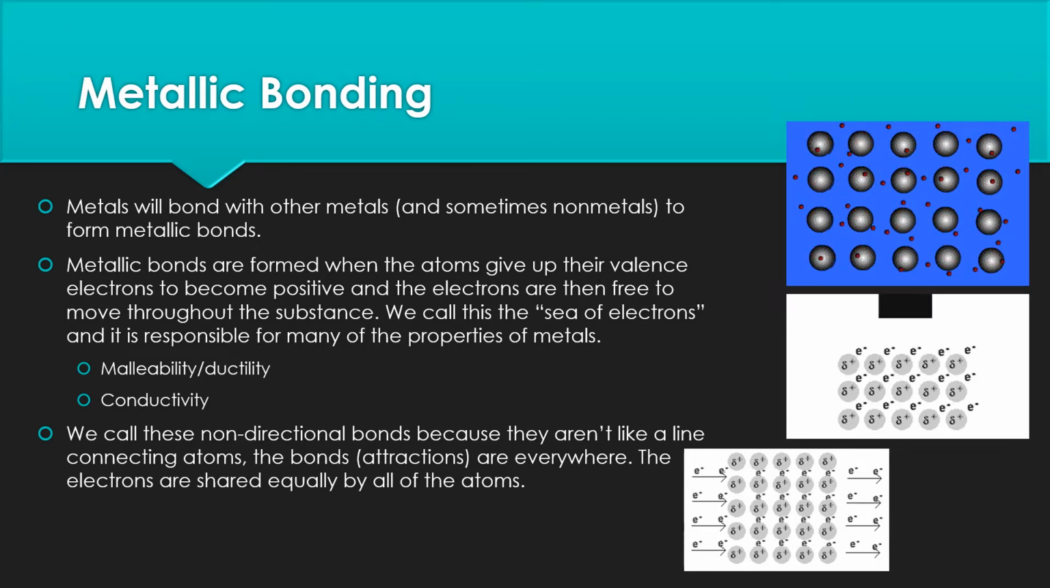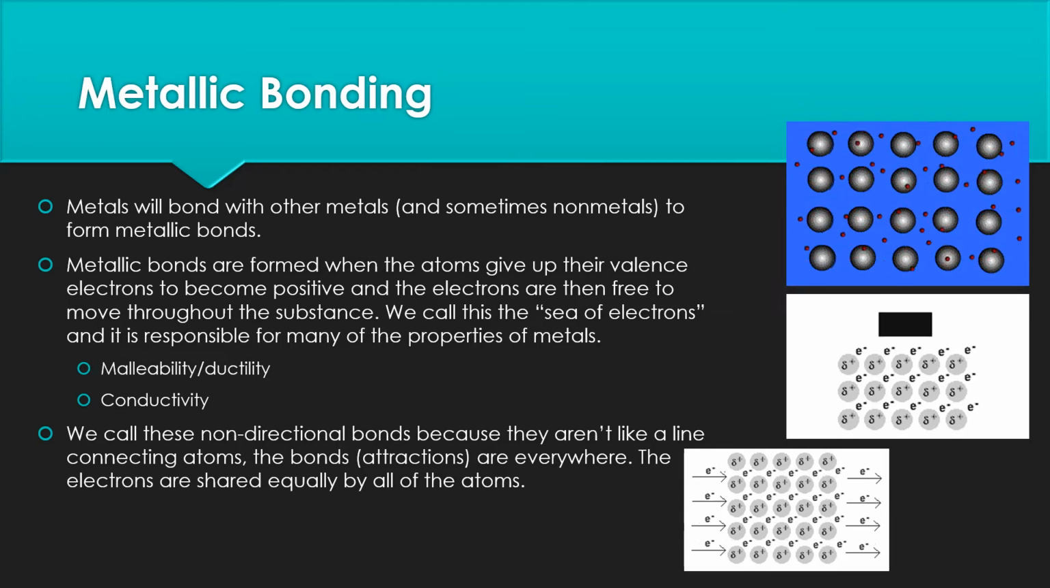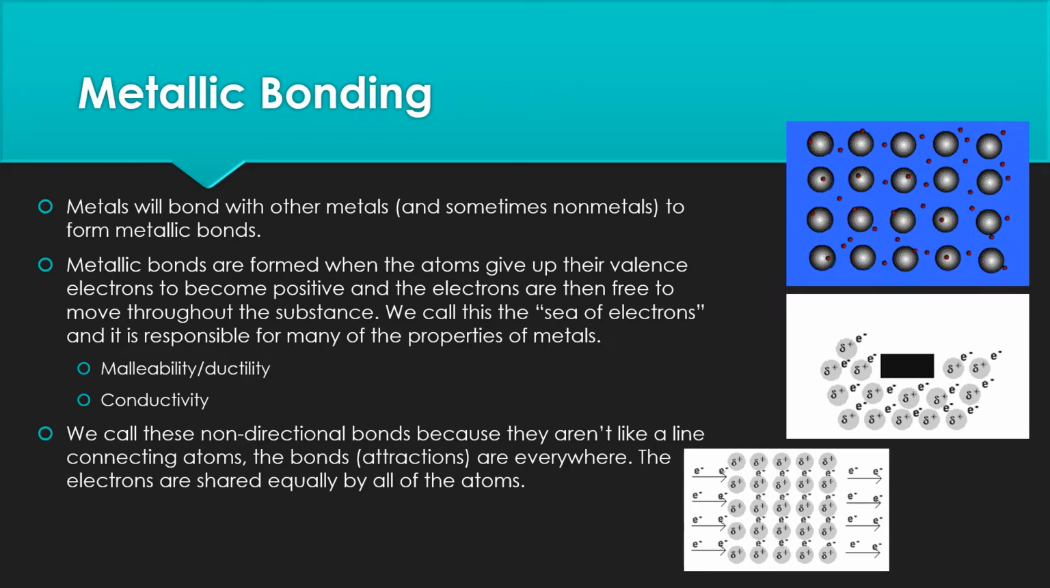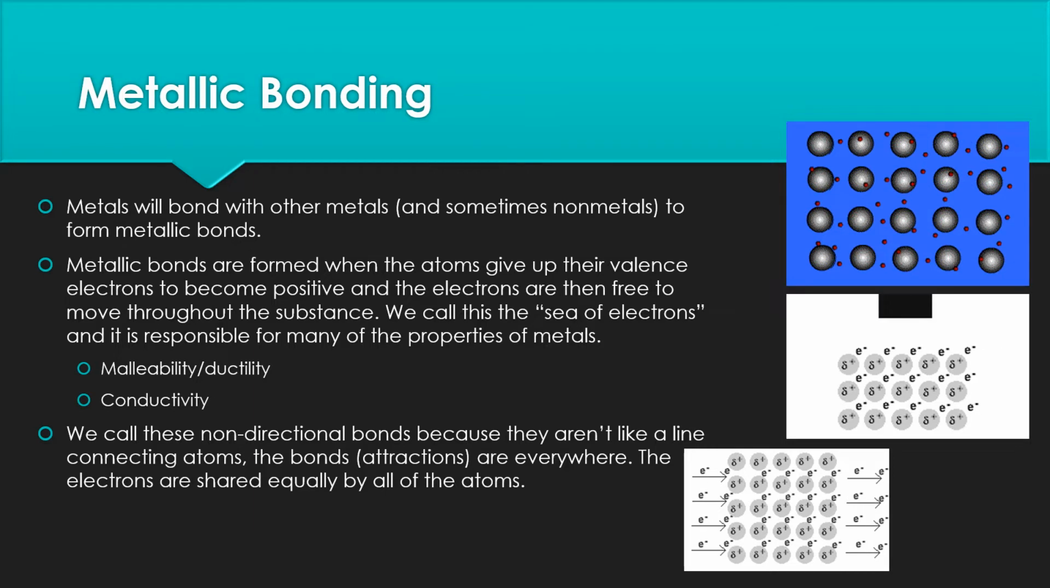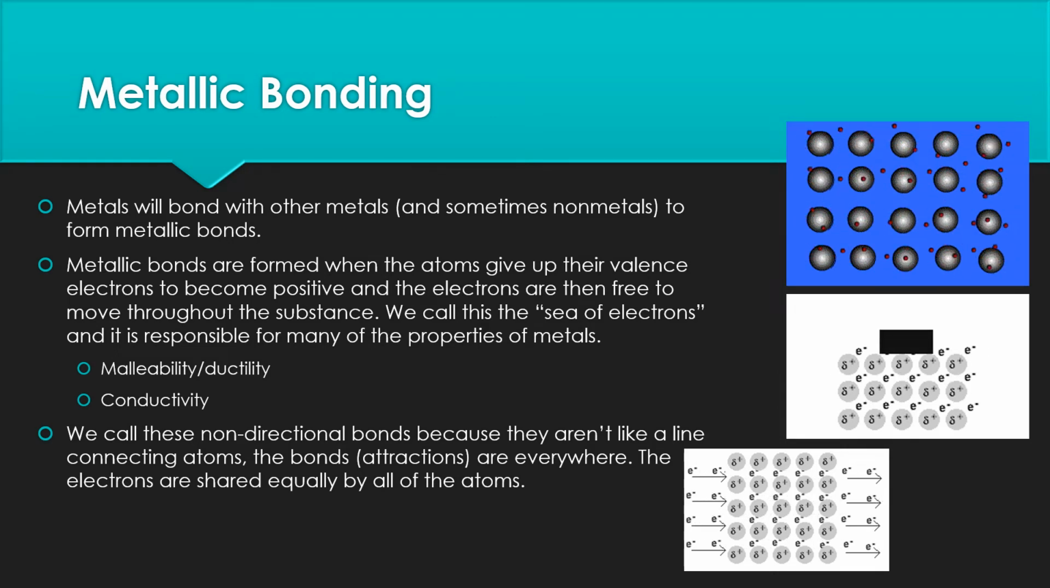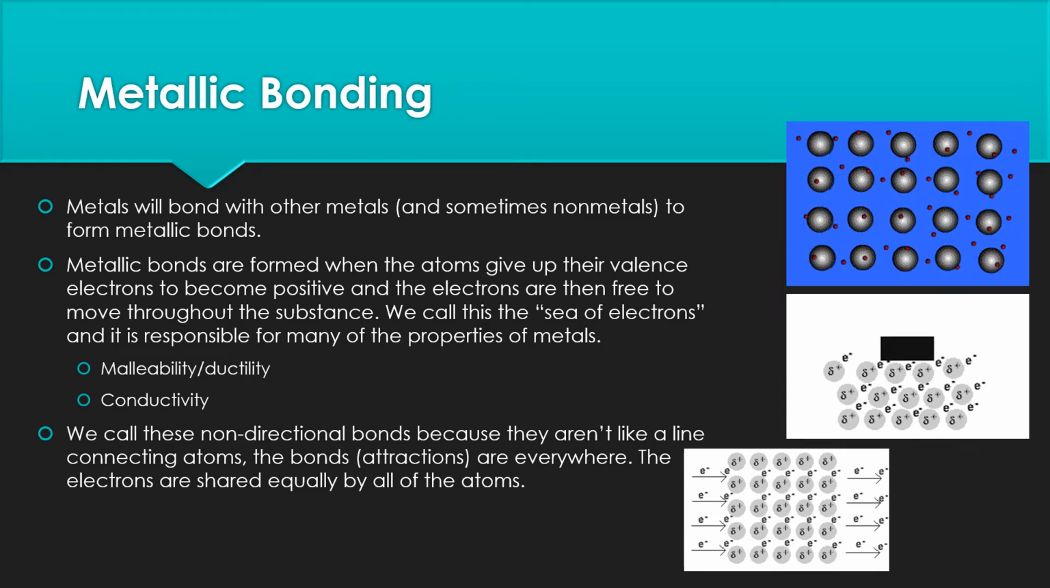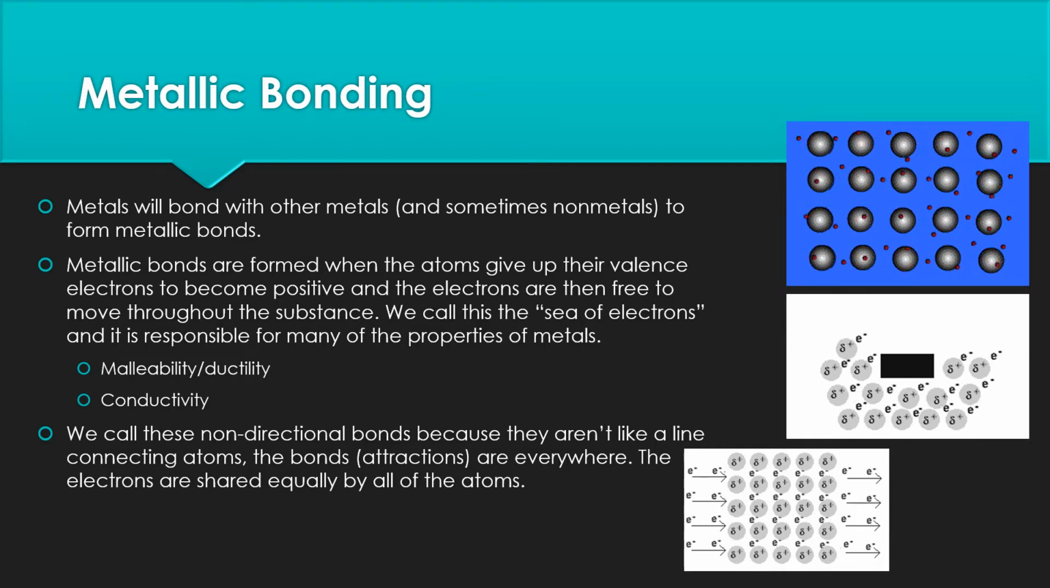Since the atoms are partially positive, as we can see in the picture, we have that little lowercase delta symbol, and with the positive charge, that shows that they're partially positive, and then they have the electrons moving all around. So they're not bonded in a particular place. The atoms are able to slide past one another and change the overall shape of the metal structure.